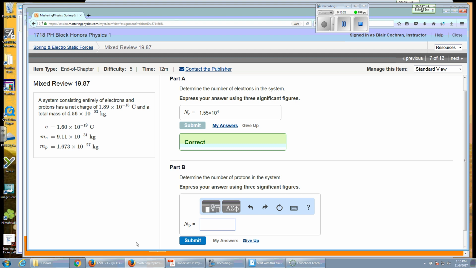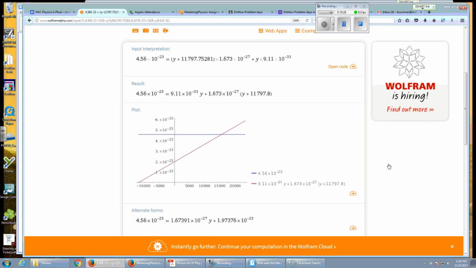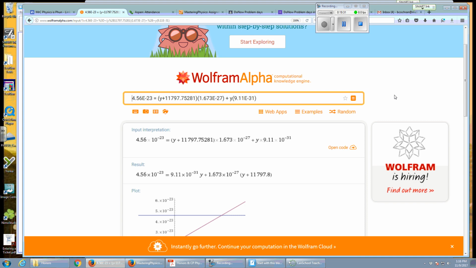You go back to Wolfram? Yeah. So I took that expression I had for x, and I put it in there in place of x. Yeah, so you got rid of the number of protons, which number of protons equals Ne plus. Yep.